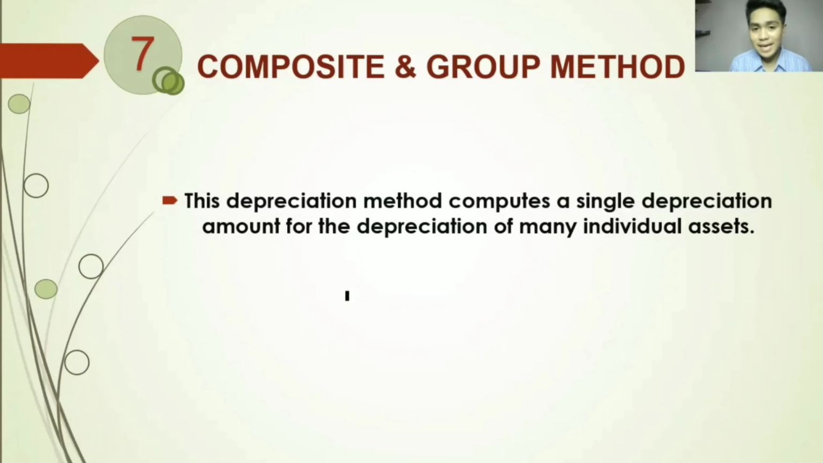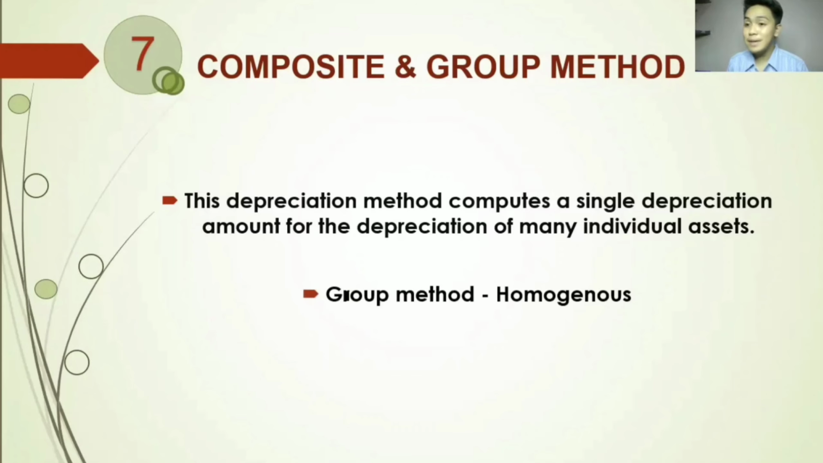Okay? Ang pinagkaiba lang naman ng composite and group, guys, is yung paggugrupo lang ng mga PPEs. Pag sinabi nating group methods, ginugrupo ang mga PPEs na similar in nature or homogeneous. Ibig sabihin, puro machines lang. May machine A, machine B, machine C.